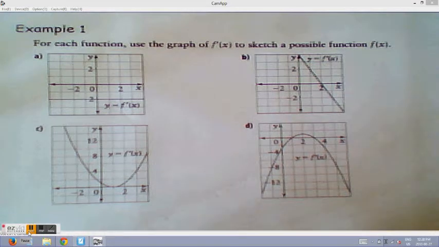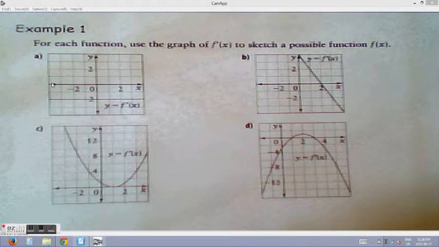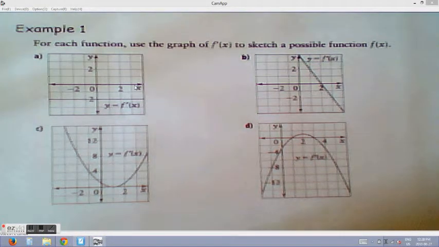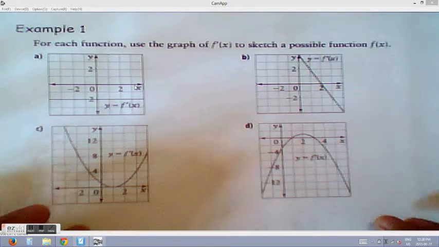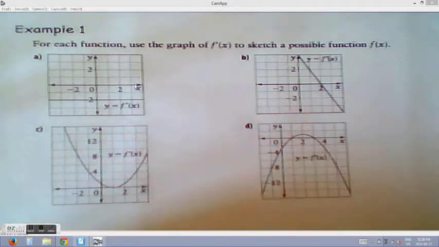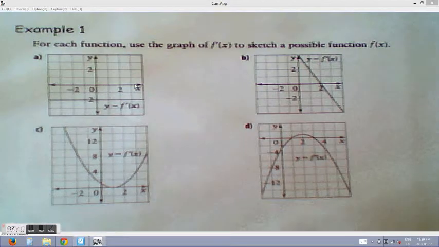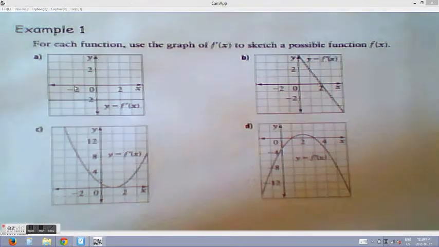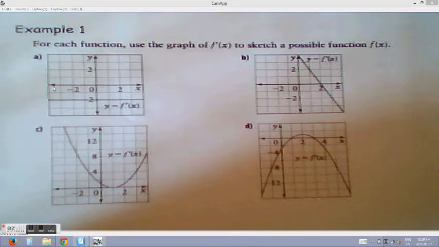First, looking at A, we have here a straight line. So that means that the derivative is constant at -2. So f at x has a constant slope, which probably means it's linear, which does mean it's linear. And A is a positive.